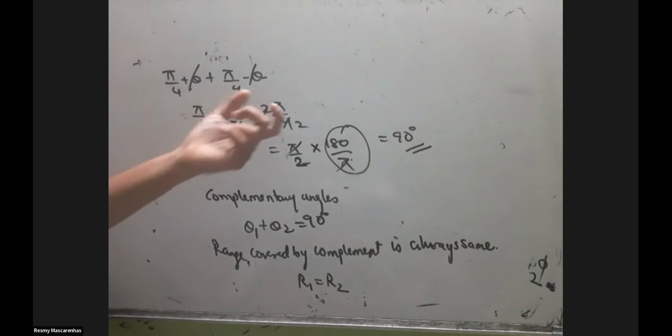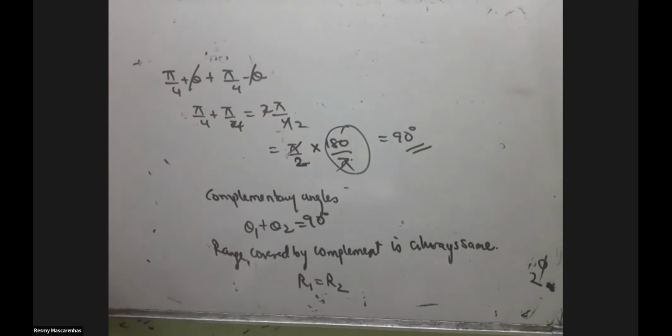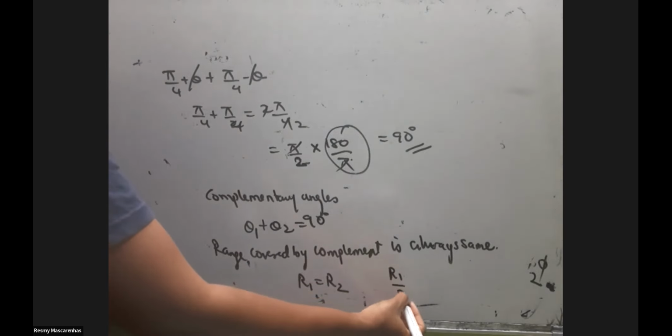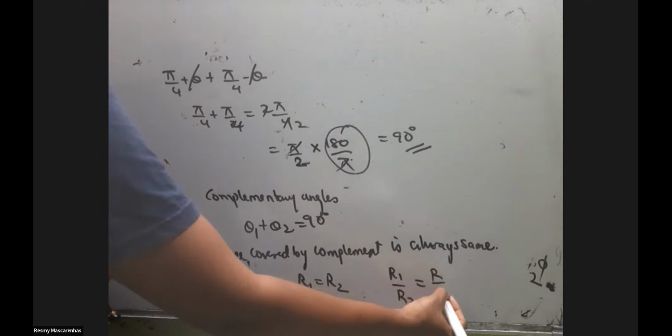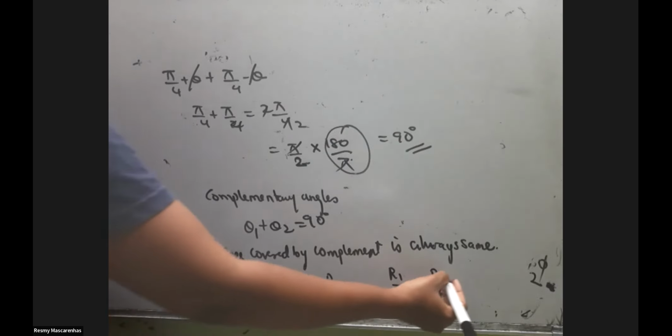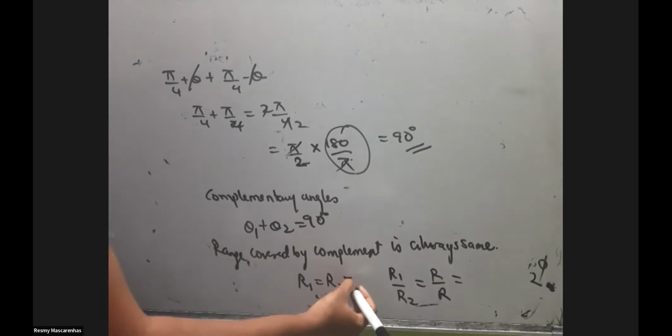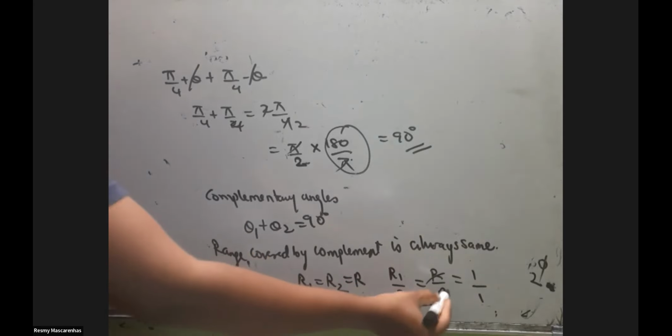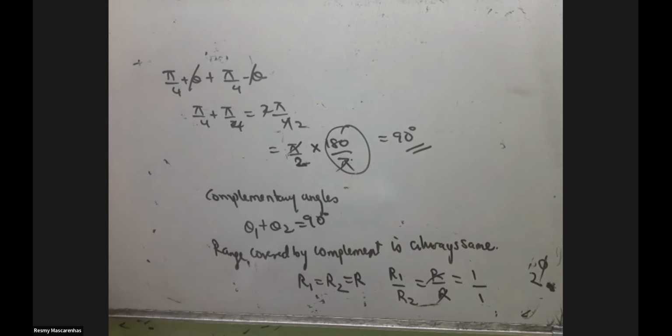So you know that the addition of both the angles is 90. So they are complementary angles. So their ranges will be the same. Now the ratio has been asked. R1 upon R2 will be the same thing because both will be equal. So 1:1 you will get. So the ratio is 1:1.